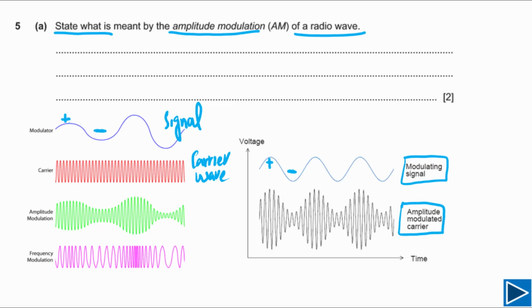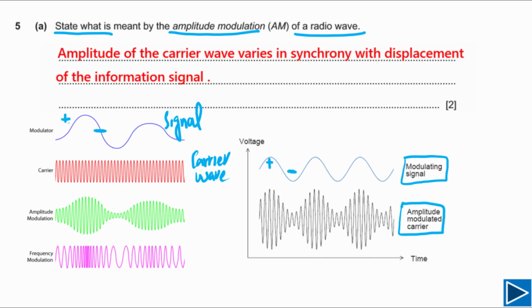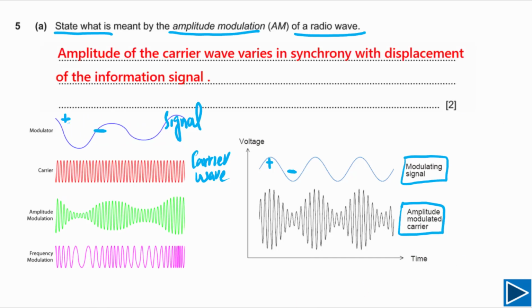Let's try to define how to write what is meant by amplitude modulation. This is how you can write down amplitude modulation. There are a few points you have to be very clear on. You need to mention that the amplitude of the carrier wave varies in synchrony with the displacement of the information signal. So these things you need to mention to get 2 marks for this part.